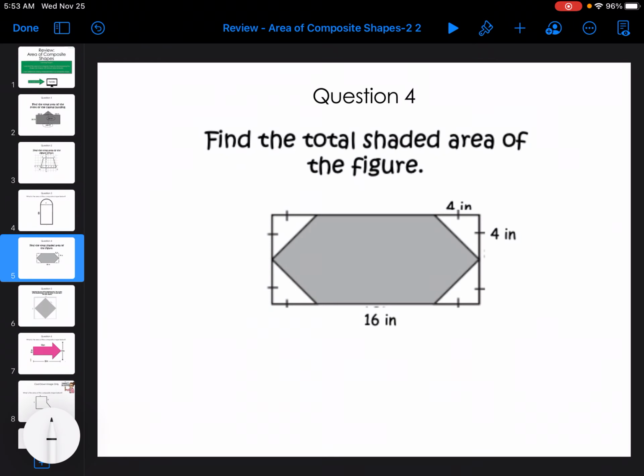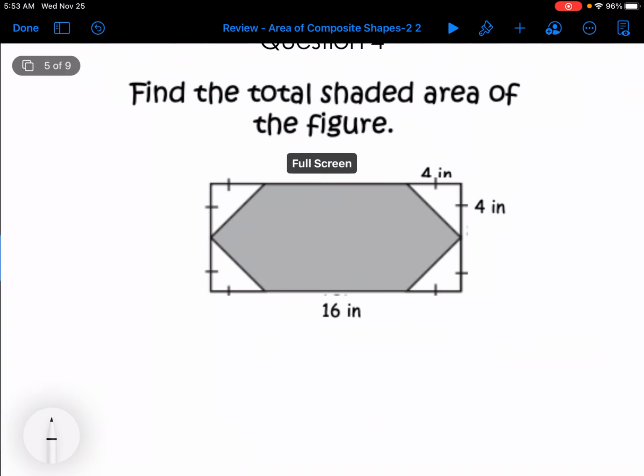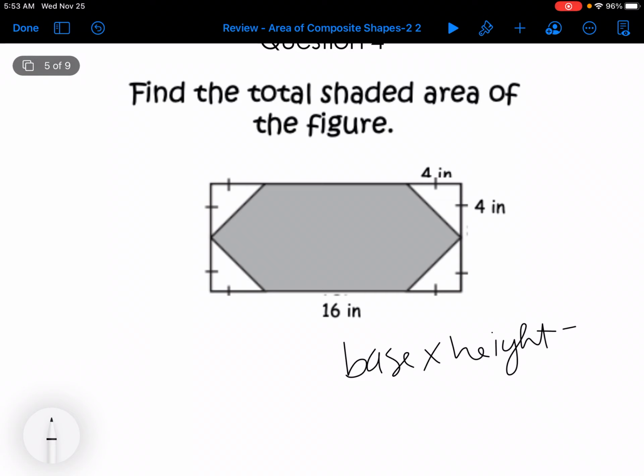Alright, so now they're asking me to find the area of the shaded region of the figure. So it looks like I have all these little white triangles, and these little straight lines tell me that these are all congruent lines. That means they're exactly the same length. So I'm going to find the area of my triangle. So I'm doing base times height divided by 2. So that's 4 times 4 divided by 2. 16 divided by 2 is going to give me 8 inches squared.